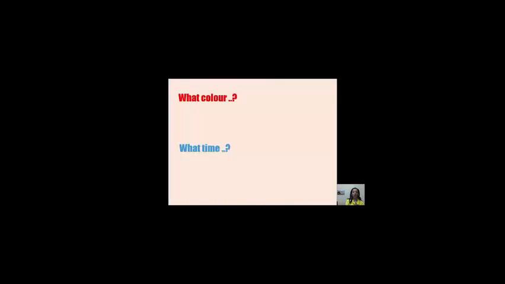We use also what for asking about color. When we say what color, we say what color do you like? Blue. I like the blue color. And also when we ask about time, we can say what time? What time do you sleep? I sleep at 9 p.m. So we can also use what to ask about color and time.